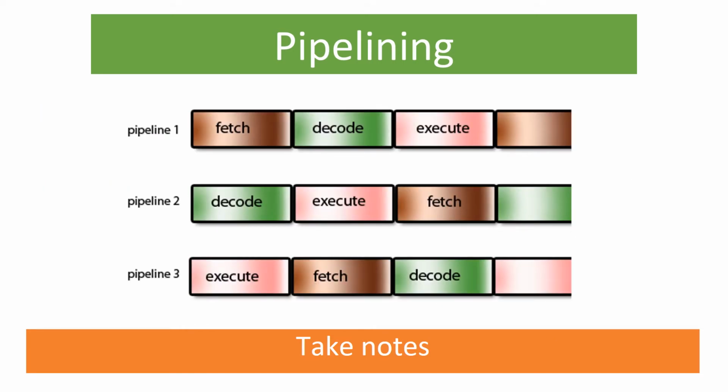Here is an abstracted view of pipelining. You can see we've got different pipelines. In pipeline 1, it fetches, decodes and executes an instruction. But pipeline 2 has already fetched its first instruction, so it is decoding its second instruction and then executing that instruction. It will then fetch the next instruction.